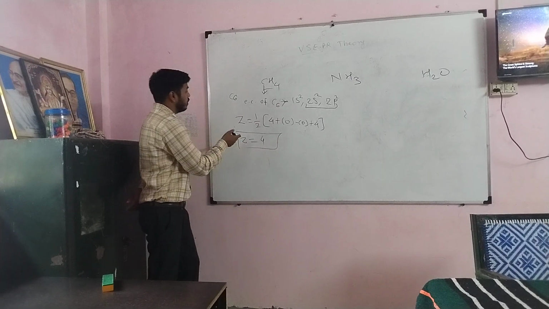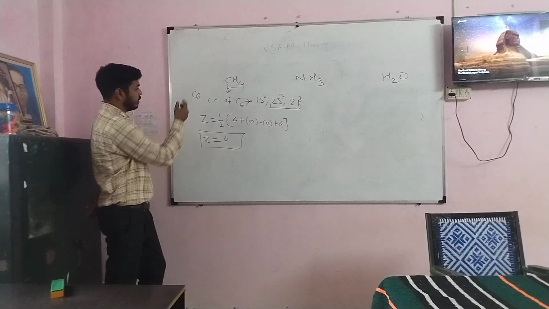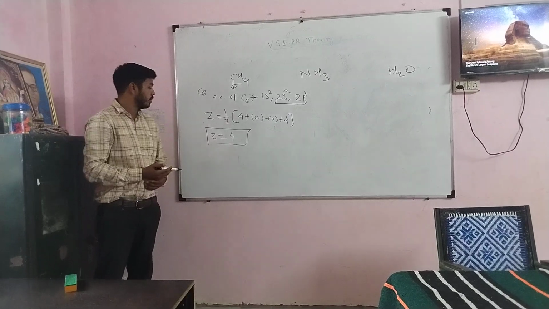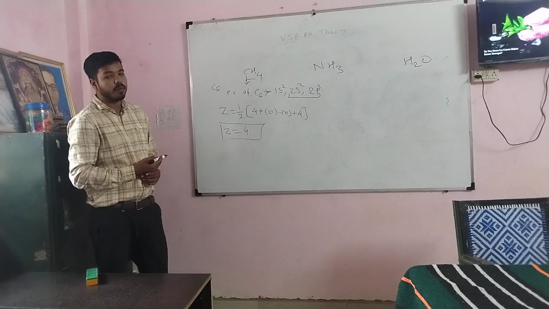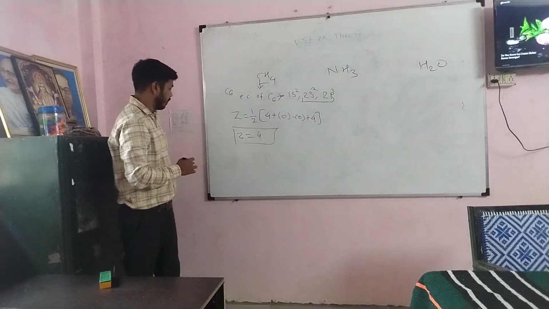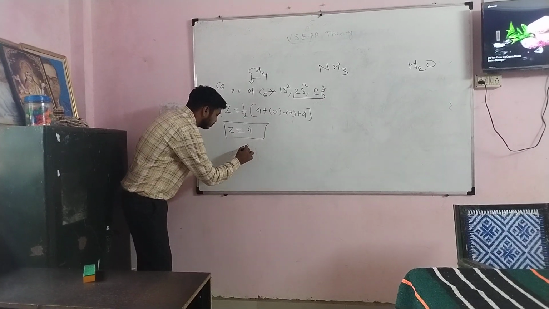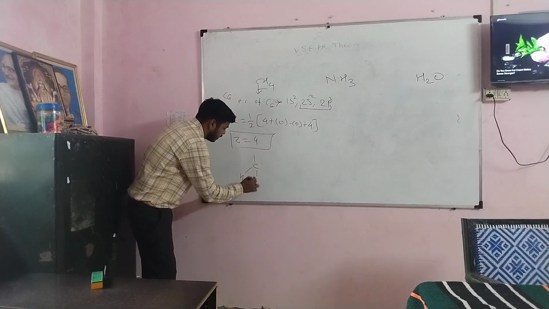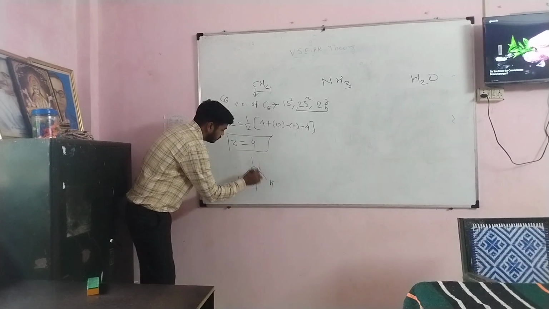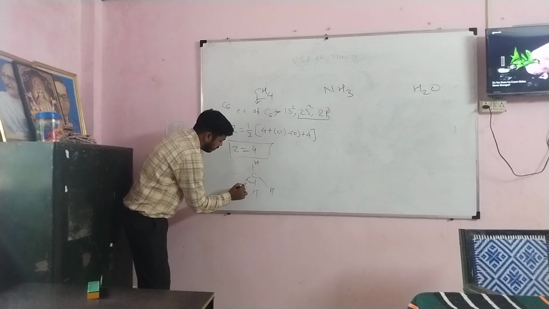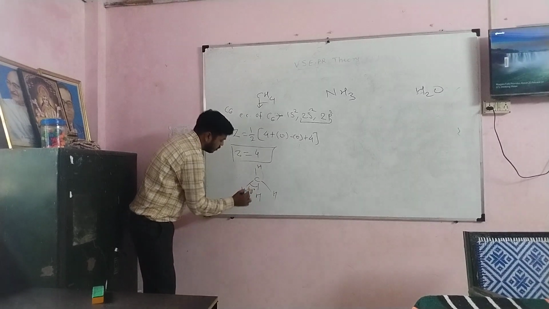Means in the CH4 molecule, all the electron pairs are bond pairs. There is no lone pair. So the geometry of the molecule is tetrahedral, and the bond angle between the bond pairs is 109 degrees.